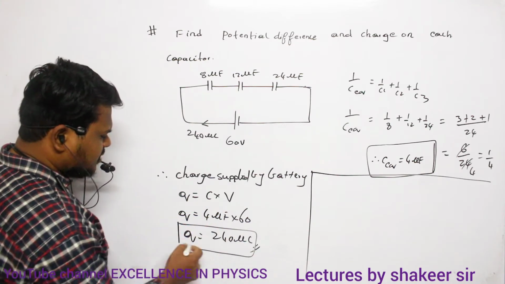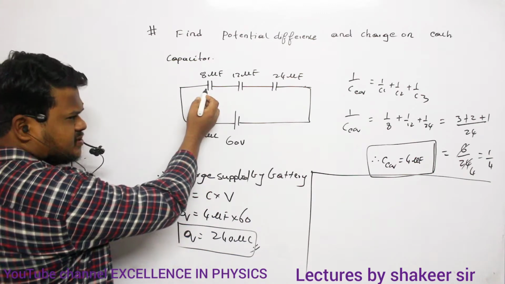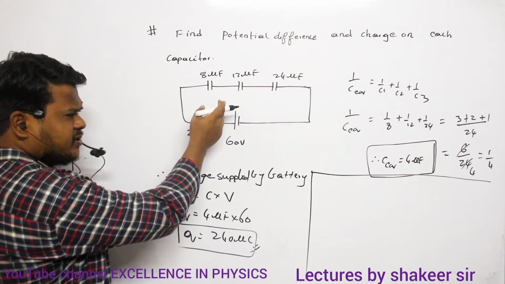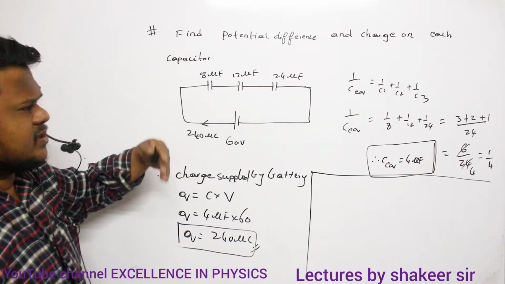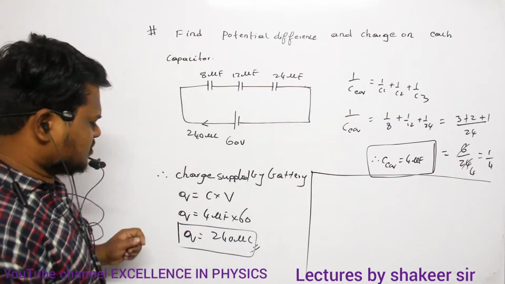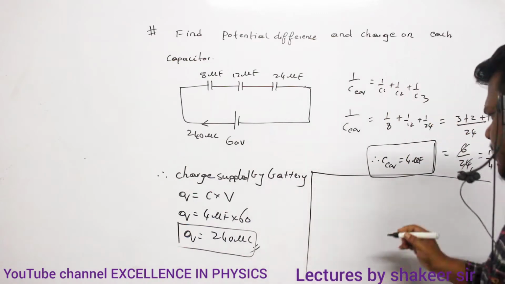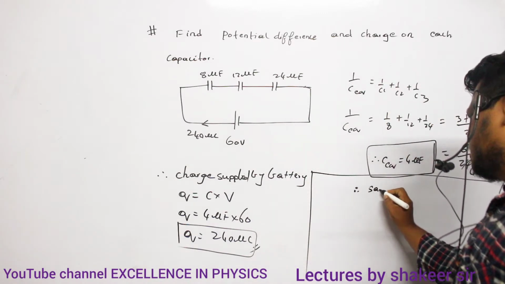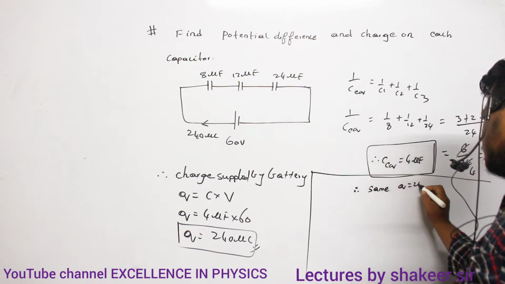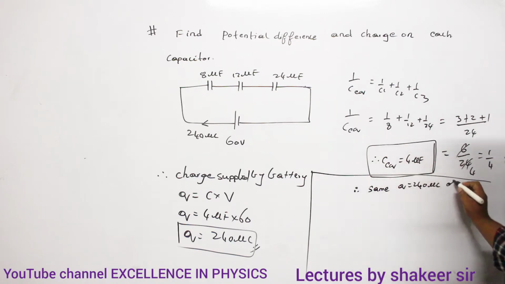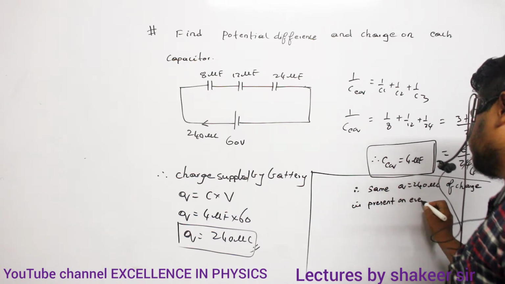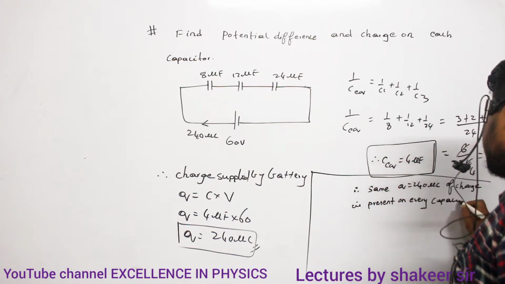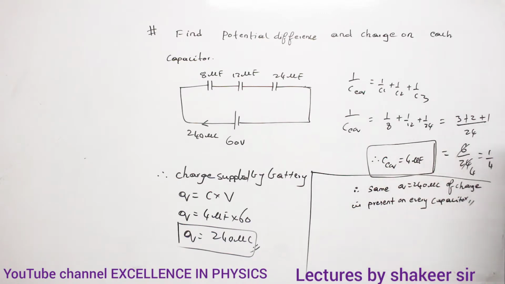Why? Because this 240 microcoulombs is supplied only to the first plate of the first capacitor. On the second plate, negative charge will be induced. On the second plate of the first capacitor, again the same amount of positive charge will be induced. So charges will be induced continuously. So here I will write, clear, ma? The same Q equal to 240 microcoulombs of charge is present on every capacitor. Every capacitor has the same amount of charge.